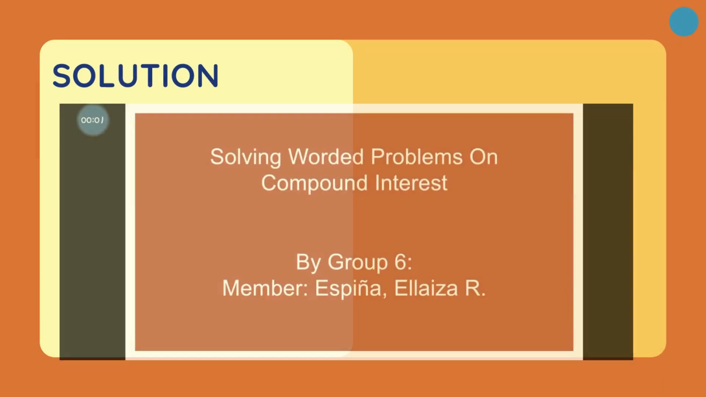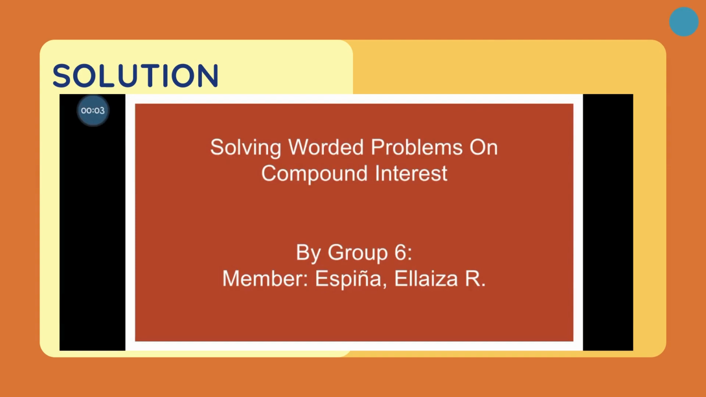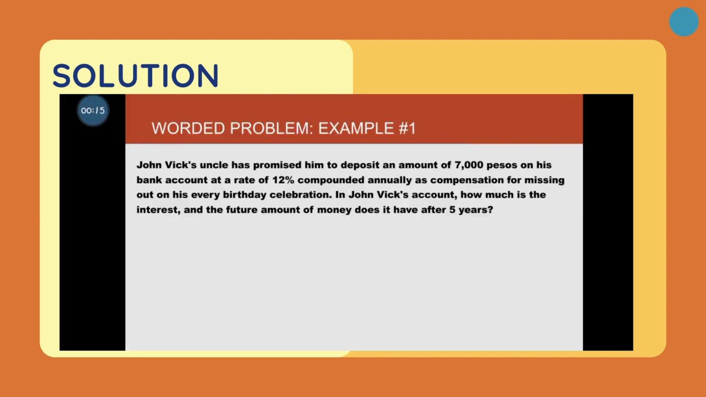Now let's proceed to solving worded problems on compound interest presented by Group 6, and I am one of the members that is going to show you how to solve worded problems on compound interest. Now here is worded problem example number 1. We need to analyze the problem first so that we can find the following given.